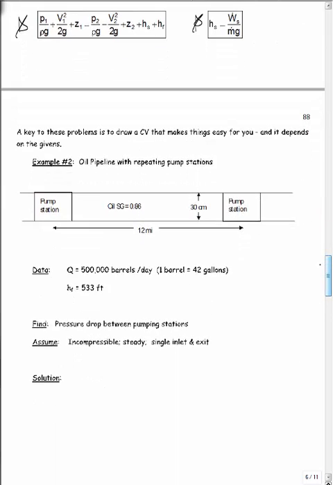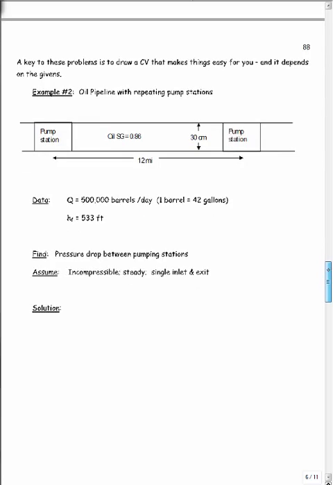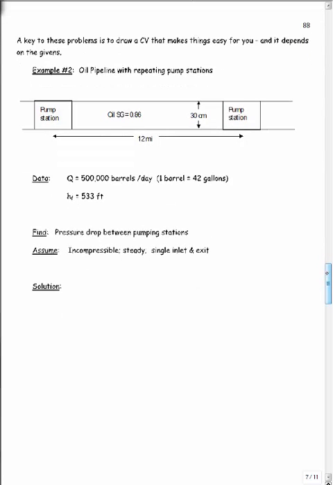Okay, so quick examples. The key on using this equation, the equation's not hard. It's easy to write it down, but the key thing that you want to be able to do is cancel out as many terms as possible. And you do that by carefully drawing your control volume. It depends on what you're given and what you're trying to find, how you want to draw it. So this first one, you've got an oil pipeline, repeating pump stations, and you want to find the pressure drop between pumping stations. Okay, so what you want to do for this one is draw your control volume with your inlet here and your exit here.